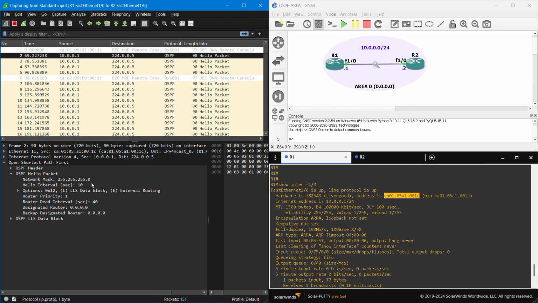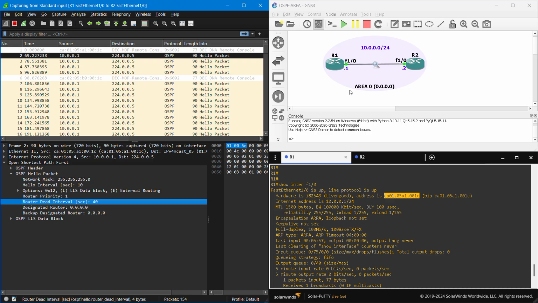In the Hello packet, the very first thing it gives me is the network mask. This is the network mask of what we have configured on our FastEthernet 1/0. Now the Hello interval: the Hello interval is 10 seconds by default. The third thing is our router dead interval.